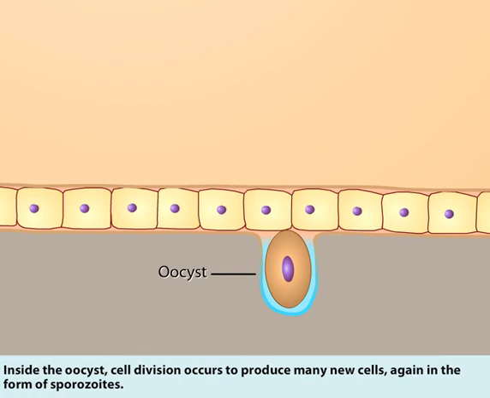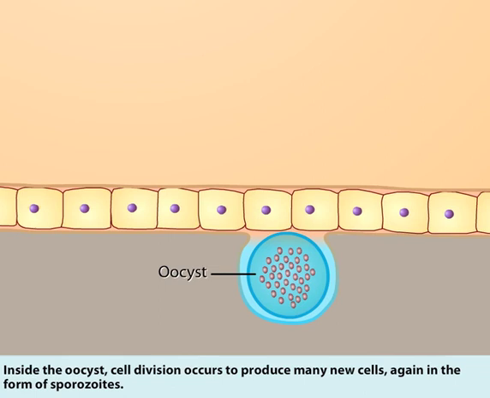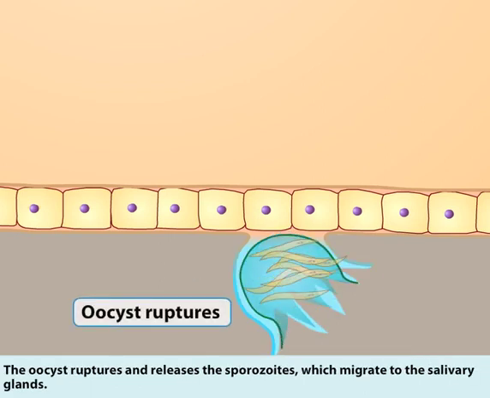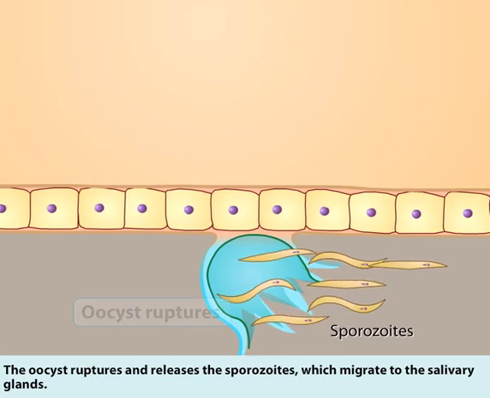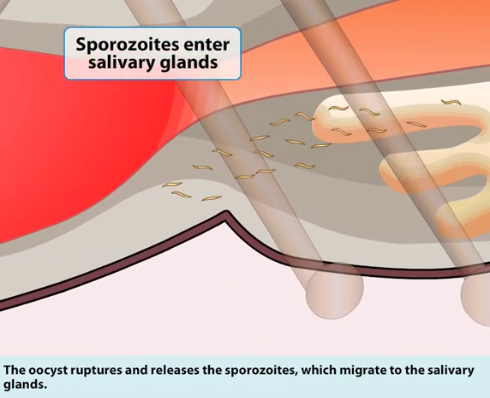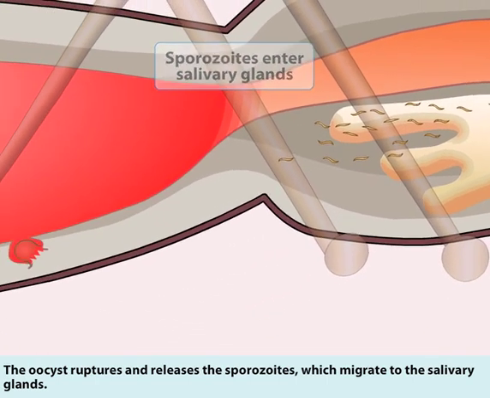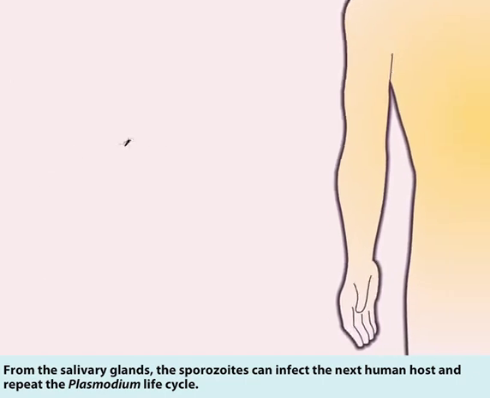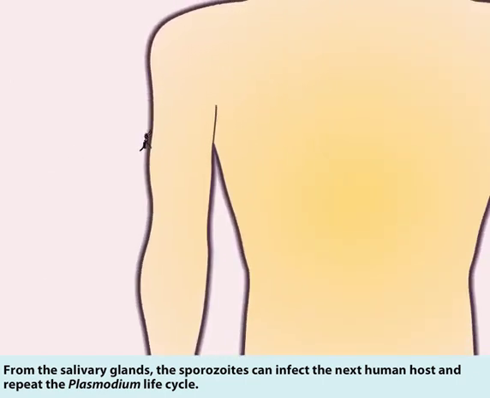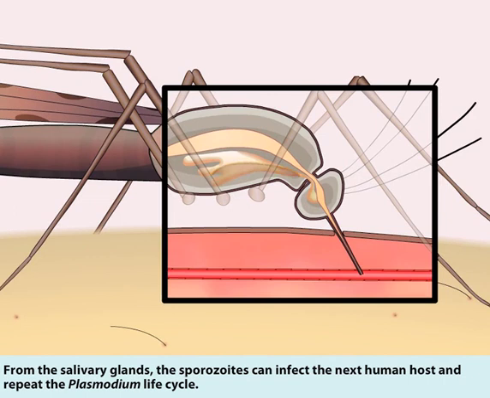Inside the oocyst, cell division occurs to produce many new cells, again in the form of sporozoites. The oocyst ruptures and releases the sporozoites, which migrate to the salivary glands. From the salivary glands, the sporozoites can infect the next human host and repeat the Plasmodium life cycle.